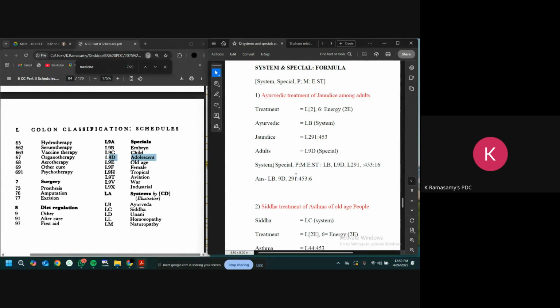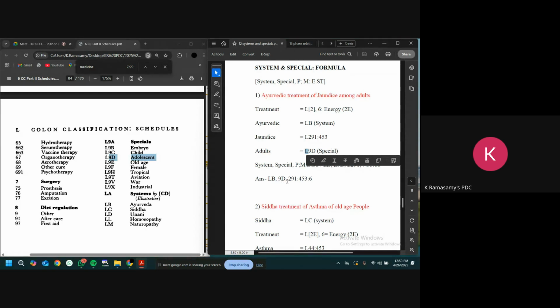As I told you, first you need to write the system number. What is the system number? System number is Ayurveda. What is the number? LB. You write LB as the system number, followed by the special number. What is special here? Adults. Medicine for adults. What is the number? L9D. When you are going to add this, whatever common digits are there, they have to be removed. What is the common digit between LB and L9D? L. So you can cut this L. You can add only 9D here.